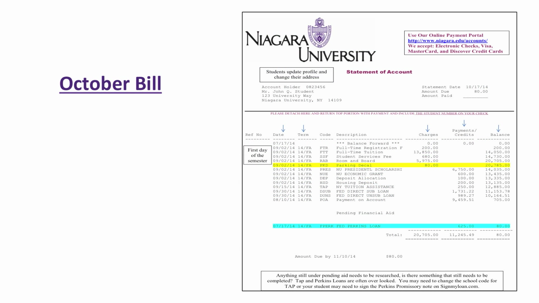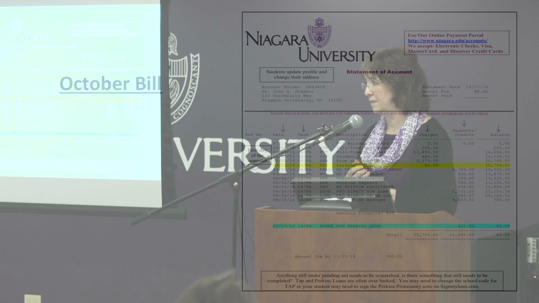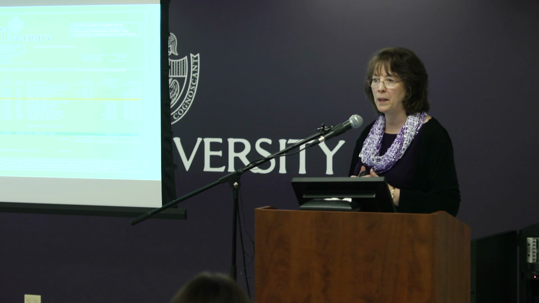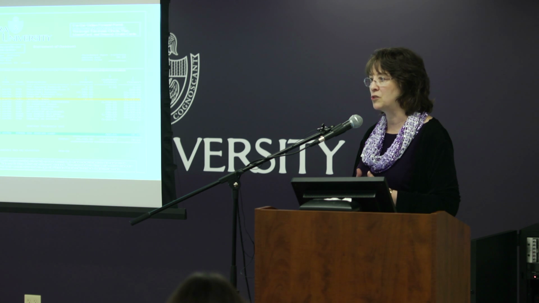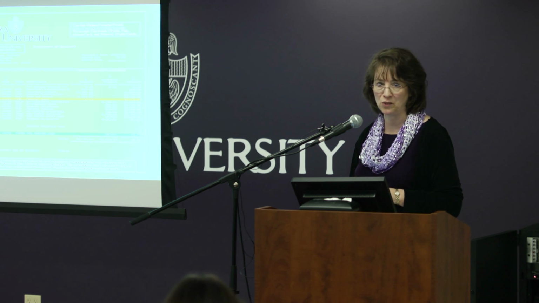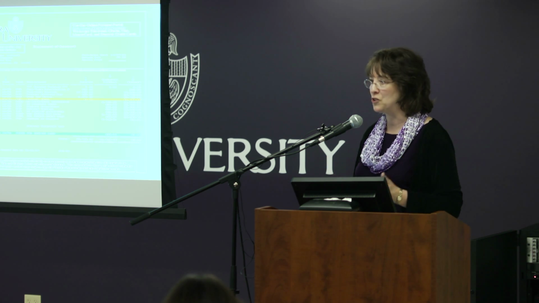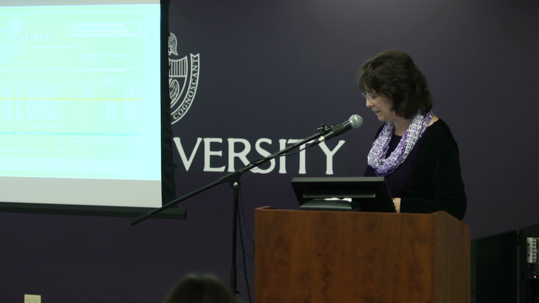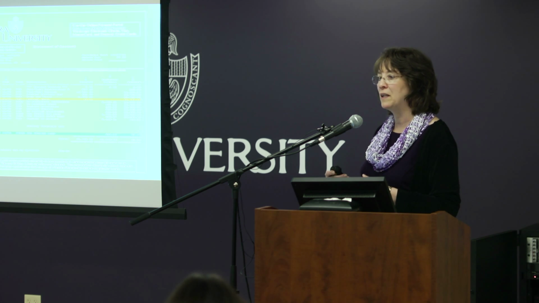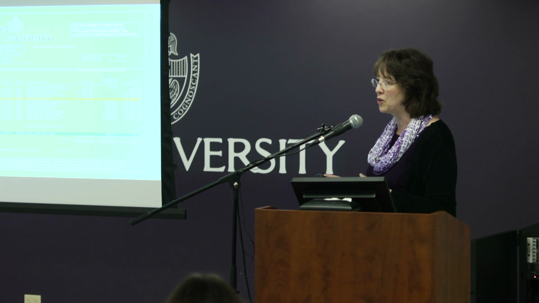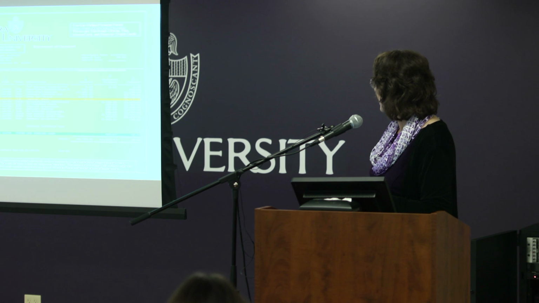Here's your October bill. And October is the month when students go out and they update their profiles and change their addresses. So if you are on the payment plan and you don't get an October bill, it's probably because they put their post office box on there. So that could be something that you would need to worry about right there. So if you don't get an October bill, you probably need to call and find out what's going on.